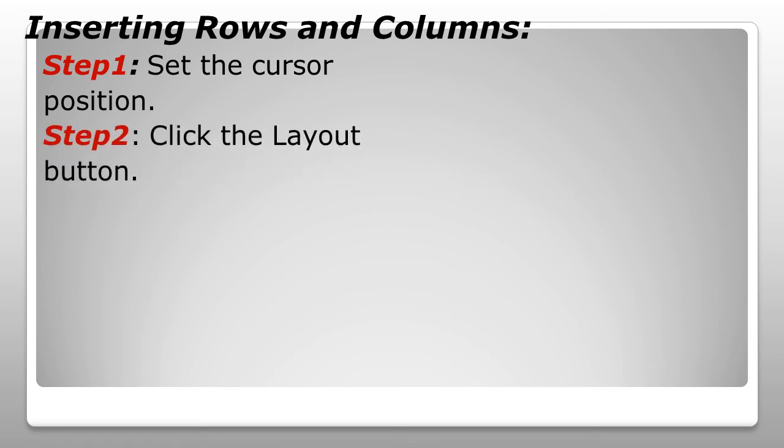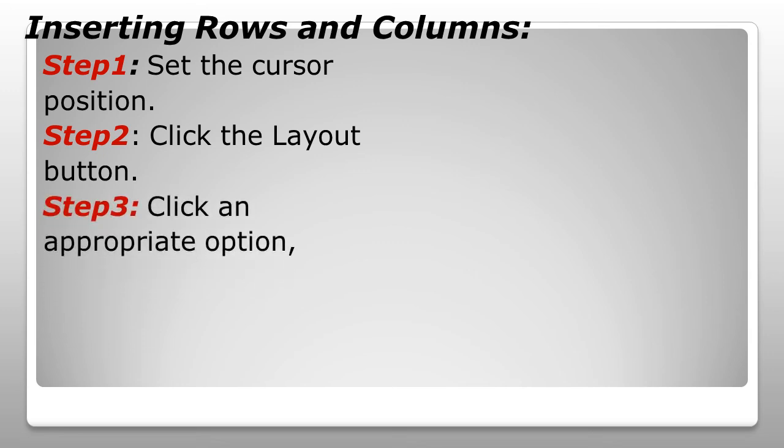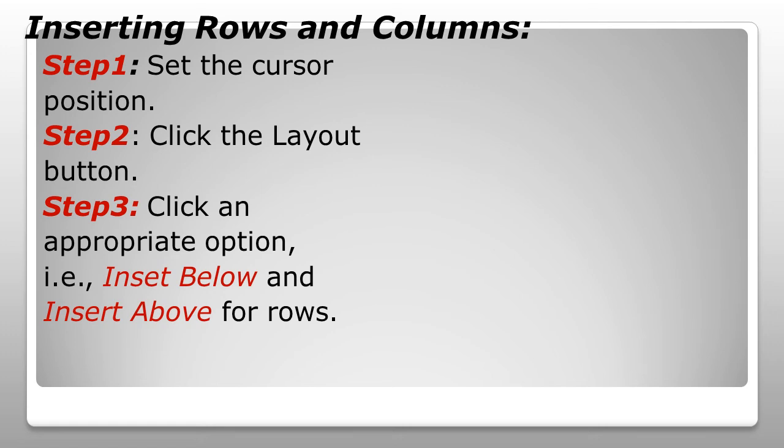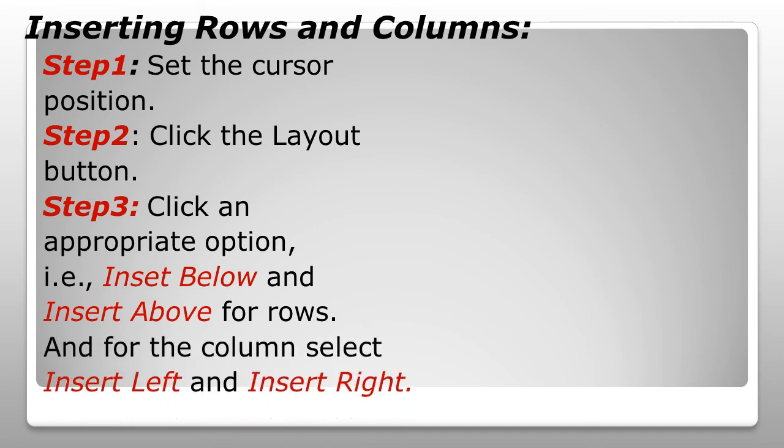Step 2. Click the layout button. Where will the layout button be? The layout button will be present in the table tools option. Step 3. Click an appropriate option. Appropriate option in the sense insert below or insert above for rows. Why below and above? Because rows are the horizontal lines. So we have to select insert below or insert above. If it is for columns, we have to select insert left and insert right. Based on that you can select.